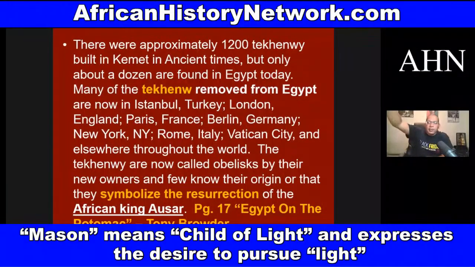So people will see these and not know that it's from Africa, either physically taken from Africa or that the symbol originally comes from Africa. They're just associated with wherever it is. Yes, they're stolen, but they won't associate it with the Nile Valley region of Africa or with African people. The Tekhenu are now called obelisks by their new owners, and few know their origin or that they symbolize the resurrection of the African king Asar.